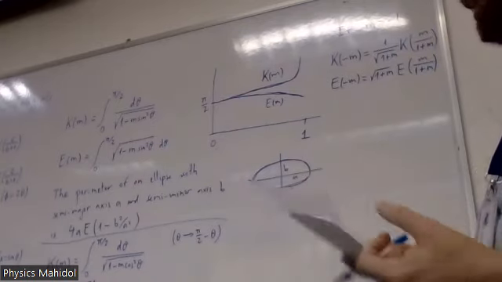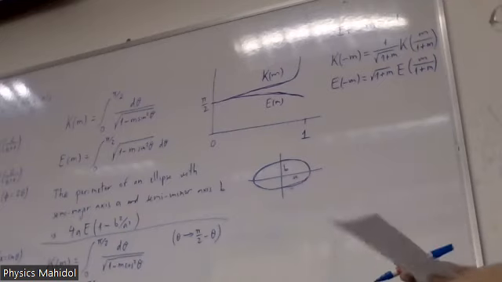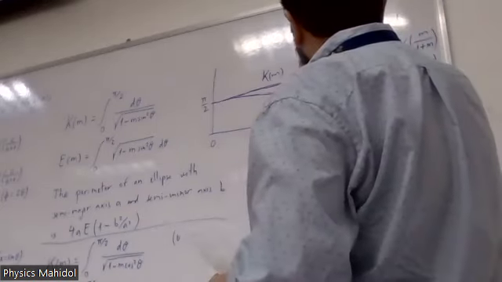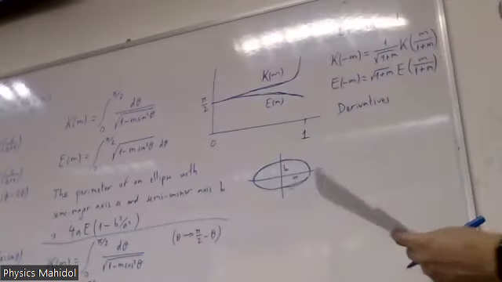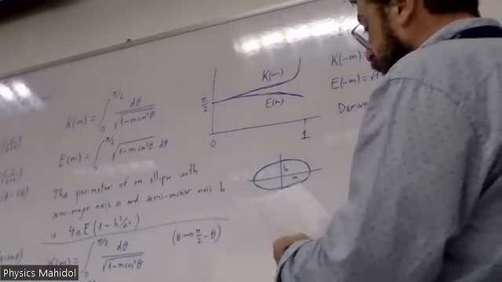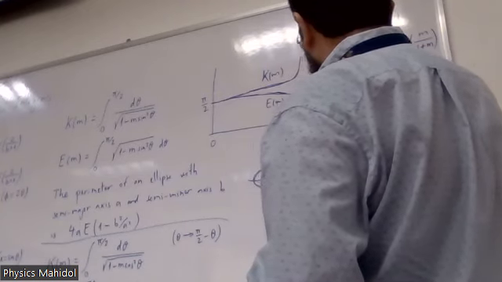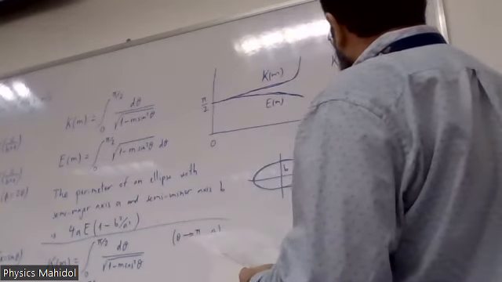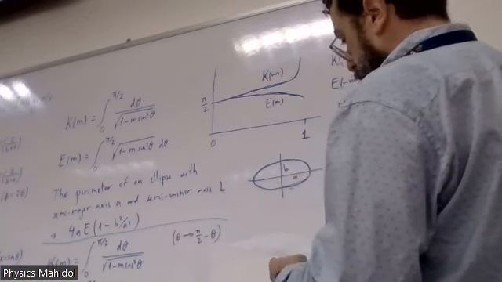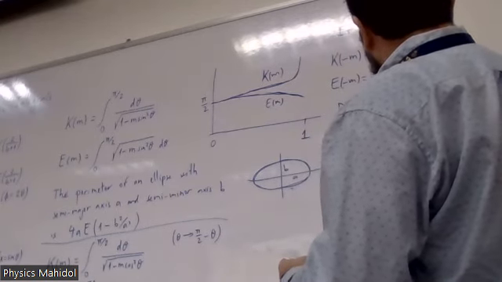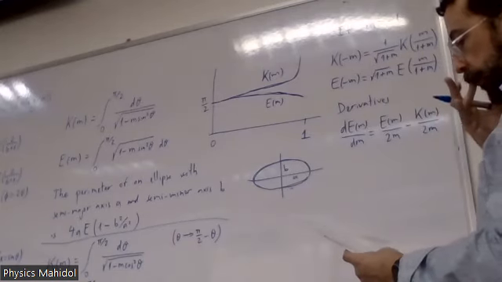The derivatives of the elliptic integrals can also be expressed as elliptic integrals. The derivative of K, let me start with the derivative of E. The derivative of E with respect to m is E of m divided by 2m minus K of m divided by 2m.